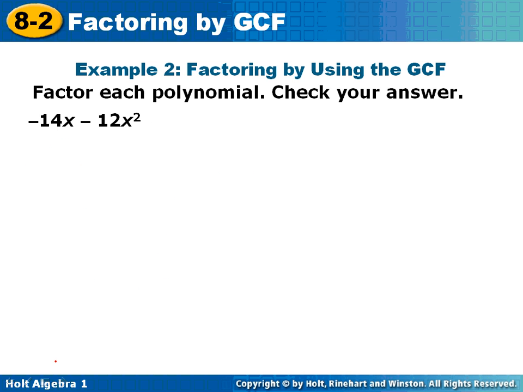All right, let's try another one. Now this problem, example 2, has a negative on both of them. So I'm going to take a negative out as my GCF. Now what's the biggest number that divides perfectly into 14 and 12? 2. What is the largest x that you can take out that they both have? They both have at least an x. Can't do the x squared.